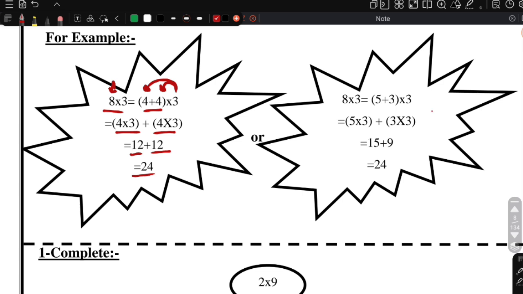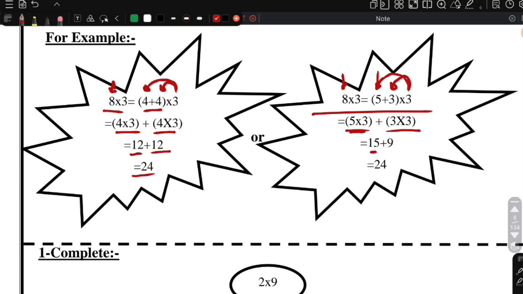And he split it by another method here. He held the 8 also and made it 5 plus 3. This is right, and he distributed 3 with 3, the first one, and distributed 3 over 5. So I have 3 times 5 and 3 times 3. So let's find the product.